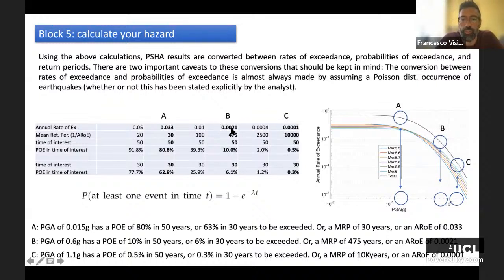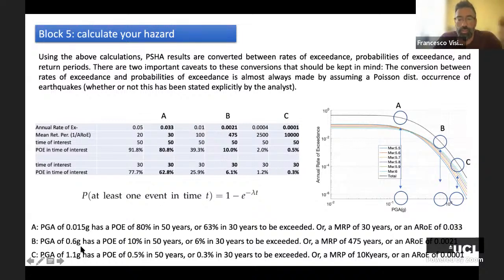With this annual rate of exceedance, 500 more or less here of return period, if the time of interest is 50 years, I calculate a probability of exceedance of 10%. But if the time of interest is not 50 but 30 here, then the probability of exceedance is 6%. So pay attention when you read a paper: the probability is a function of the time of interest.